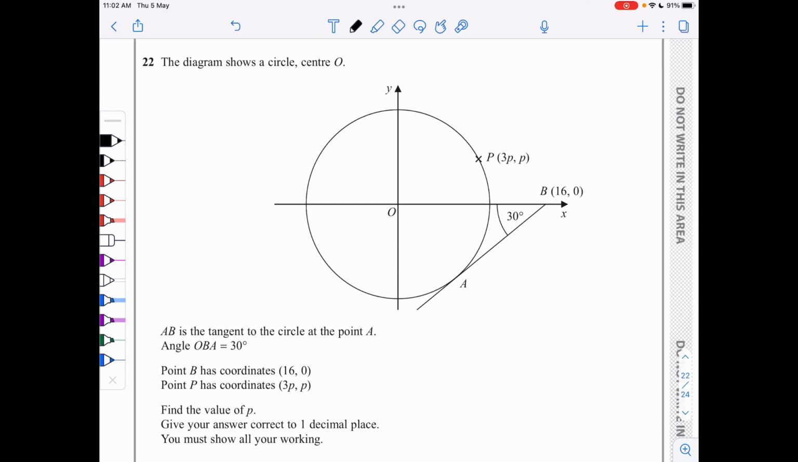22, it's a diagram showing a circle centered at O. We are told that AB is a tangent to the circle at point A. We have the angle there, the 30 degrees, and we've got the coordinates of B and the coordinates of P. We need to find the value of P.